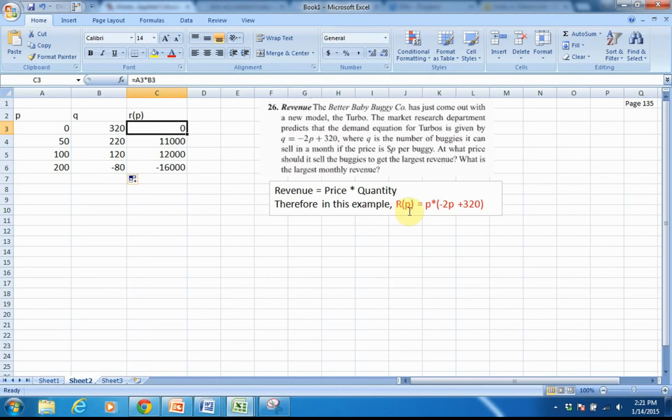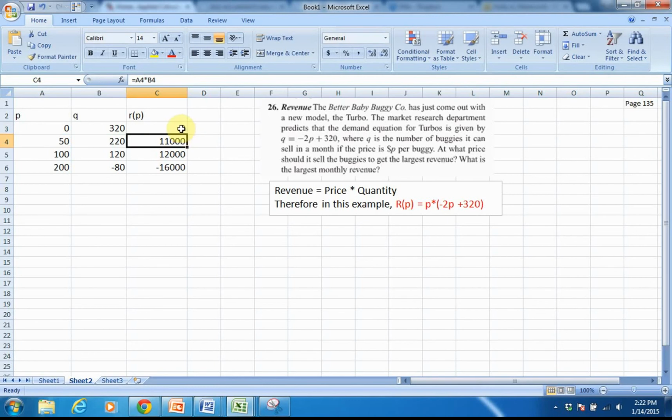So R of P would be equal to P times, make sure you put your parentheses there, negative 2P plus 320, where this negative 2P plus 320 is our quantity and P represents our price. If we do that, when we come into Excel, we don't really have to rewrite our formula in Excel. Remember, the beauty of Excel is that we can just use cell references. So here, you're not going to see me retype out that formula that I may have written on my paper. In Excel, I will simply use the cell reference of price times quantity.